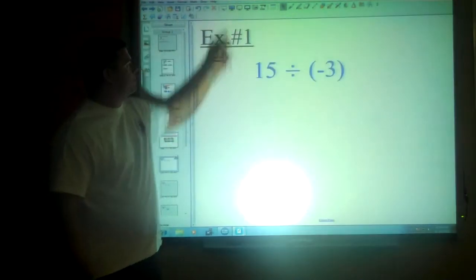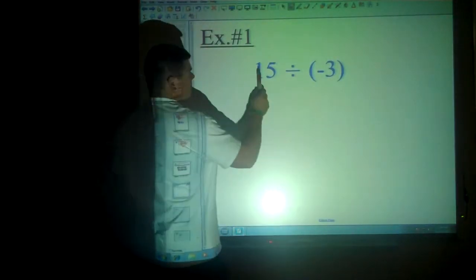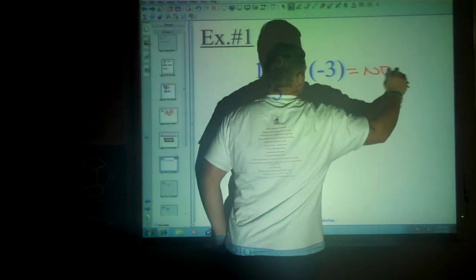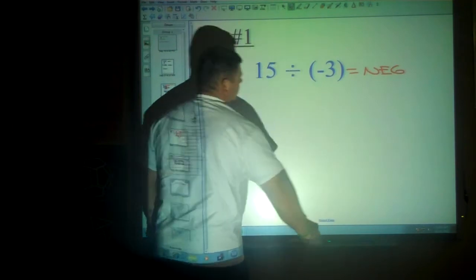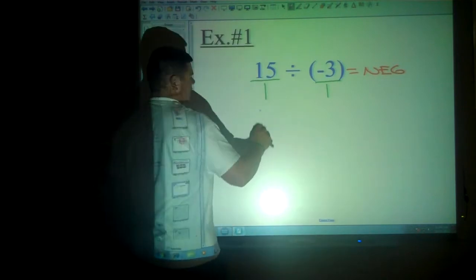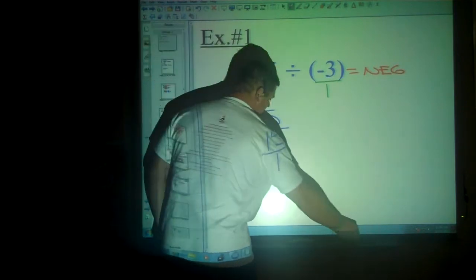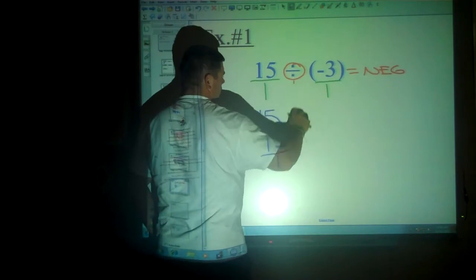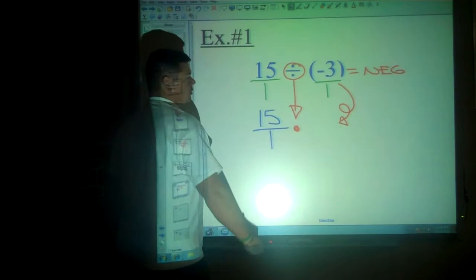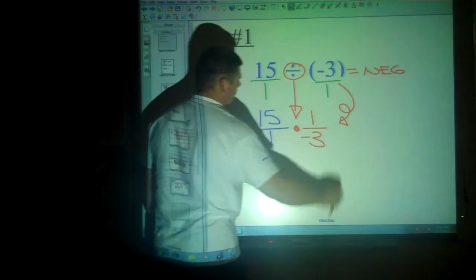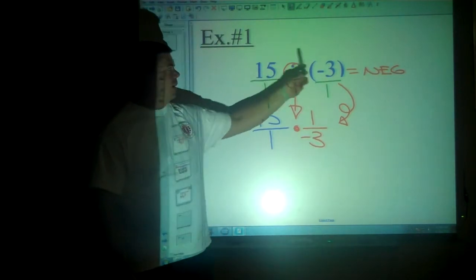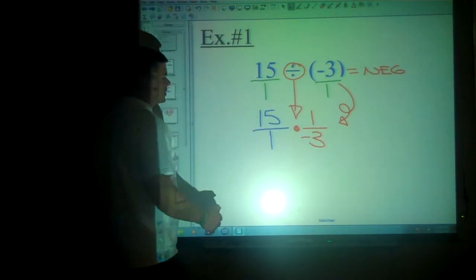All right, let's try some. Now this is a positive being divided by a negative. Since they are not the same sign, I know the answer is going to be negative. Let's practice what we've been practicing, which is to write each of these as a fraction. And now, 15 over 1, we never flip the first fraction, is going to get multiplied by the reciprocal, which is going to be 1 over negative 3. Now I realize you wouldn't necessarily have to do that on this problem because most of you can probably take these and divide them, but we want to practice that skill.